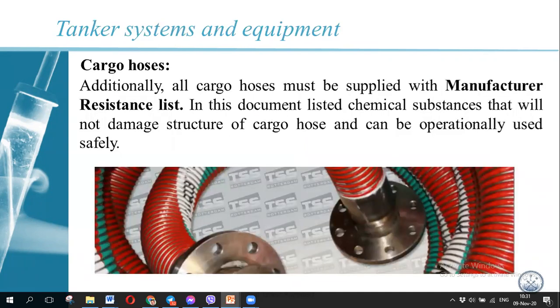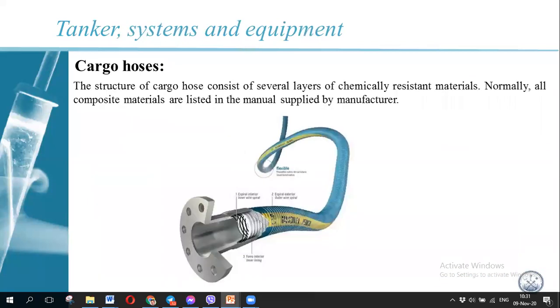Okay, so what I say you have, additional old cargo hoses must be supplied with a manufacturer resistance list. In this document are listed chemical substances that will not damage the structure of the cargo hose. So which cargo you can carry by this cargo hose is always included in the manufacturer resistance list. In this picture you can see how the cargo hose looks.